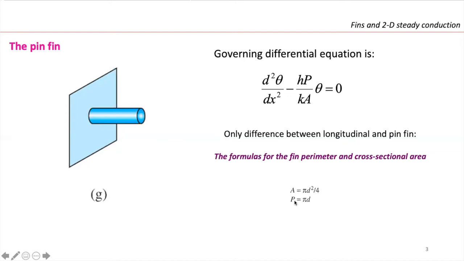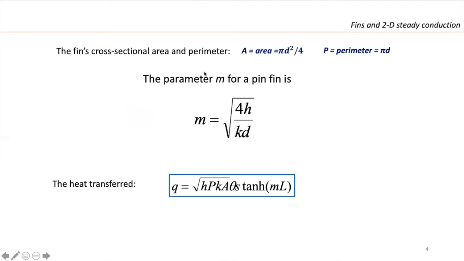The formulas that we are going to employ for the perimeter and the cross-sectional area: area pi d square over 4 and perimeter pi d. So there's not much complication with the pin fin. The parameter of the fin is the same and the heat transfer equation is the same. Again, what is going to change? Only the cross-sectional area formula and the perimeter pi d.